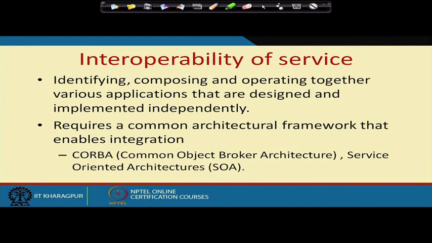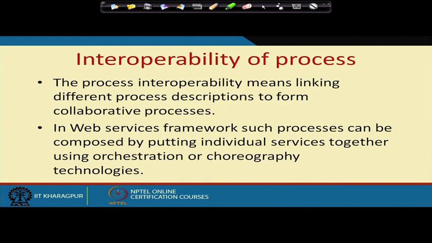Then comes the interoperability of service. It is about identifying, composing and operating together various applications that are designed and implemented independently. In fact, in the last class we did not discuss this interoperability of service, because we were not in a position to have the adequate background for it. But anyway, while talking about this, we will learn about various architectural frameworks which enable such integration.